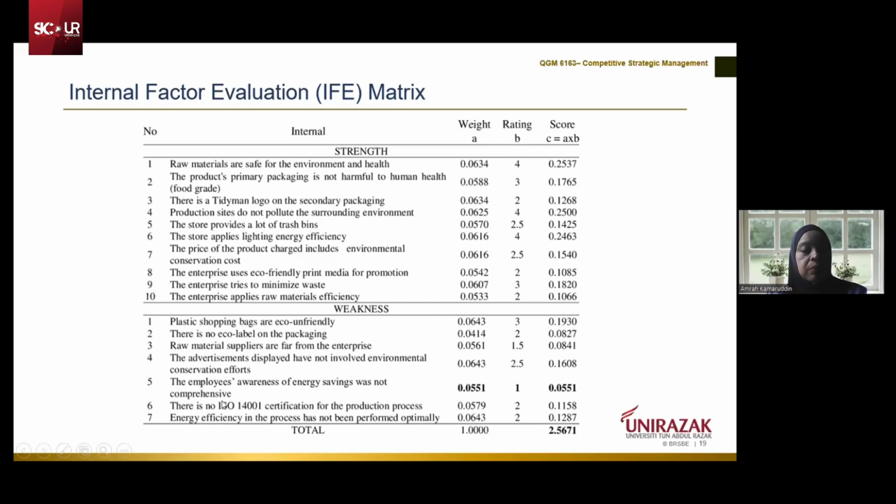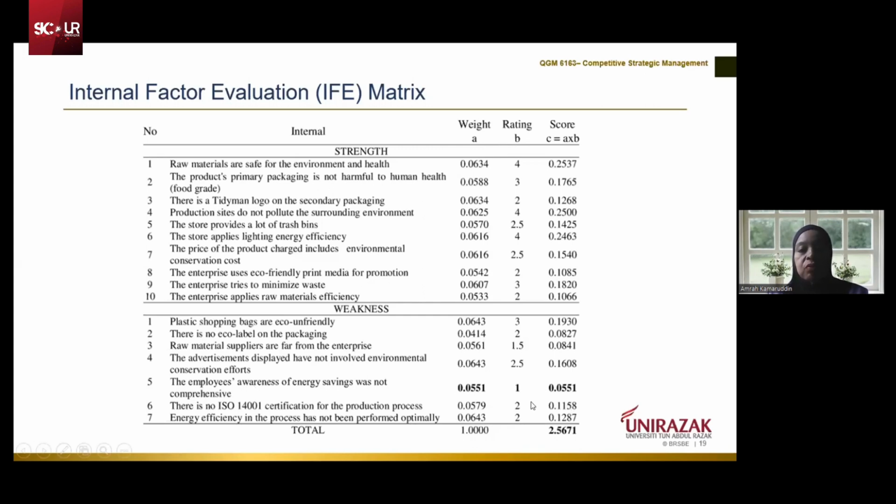Yeah. So the employee awareness of energy saving was not comprehensive. So this is actually what you need to focus on. Yeah, because this is actually the rate. What do you call that? For weaknesses, what you need to focus on is actually the least one. Instead of 4, focus on the 1 itself here.